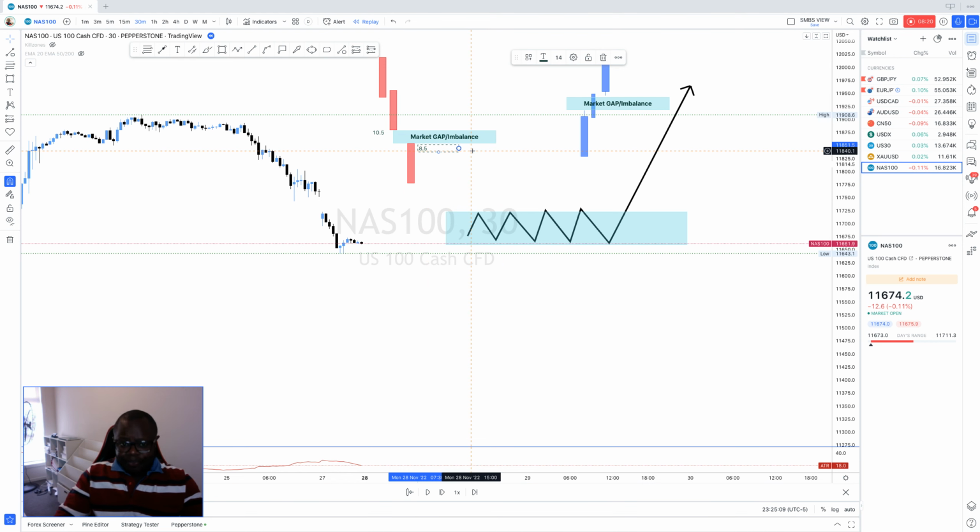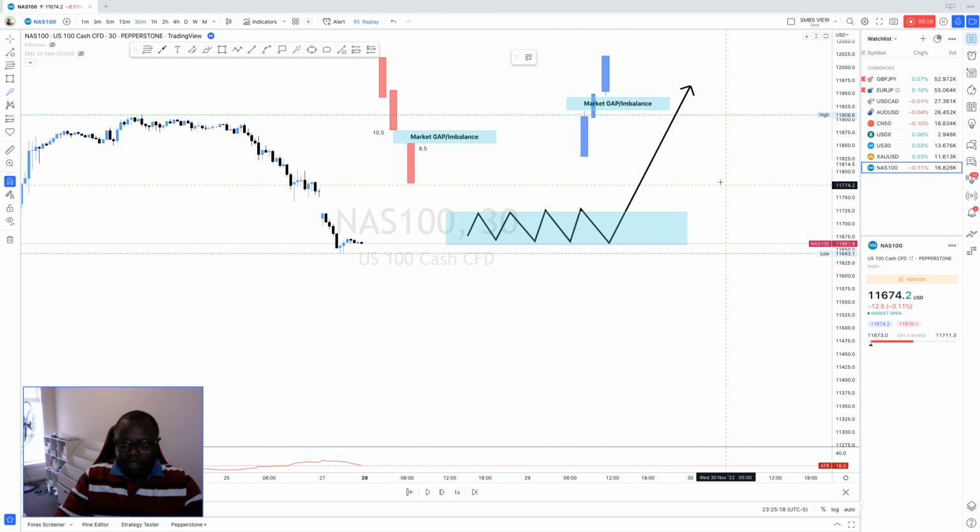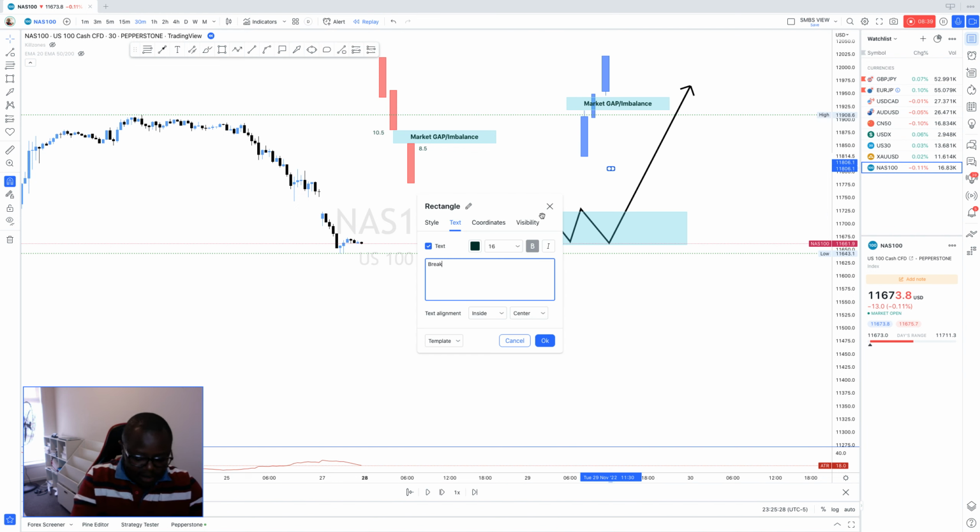Now there are two types of imbalances. One is what we call a breakaway imbalance. This one, the one that I've highlighted here, is what we call a breakaway imbalance. So just to write it right here, we call it breakaway imbalance.